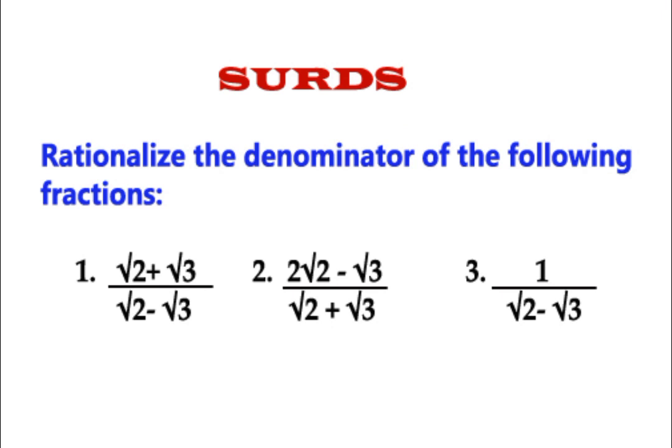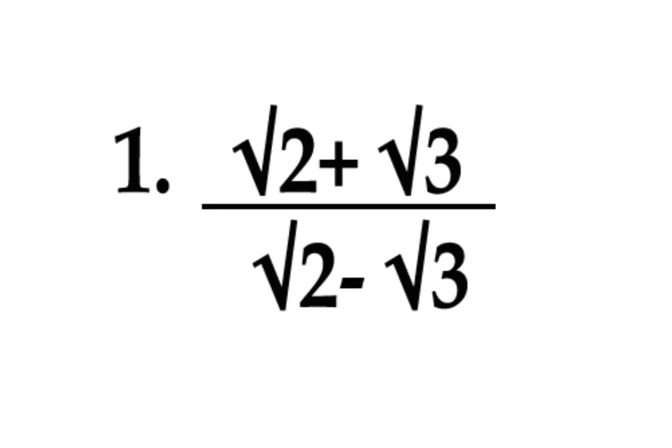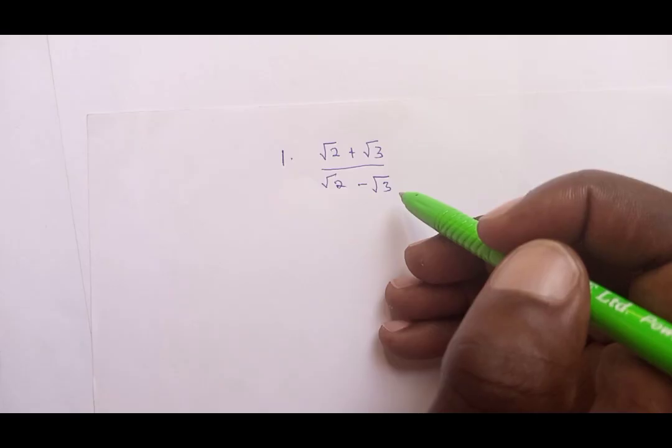In this video tutorial, we shall be looking at how to rationalize denominators of fractions. For example, in question number 1, we are going to rationalize the square root of 2 plus the square root of 3, divided by the square root of 2 minus the square root of 3.